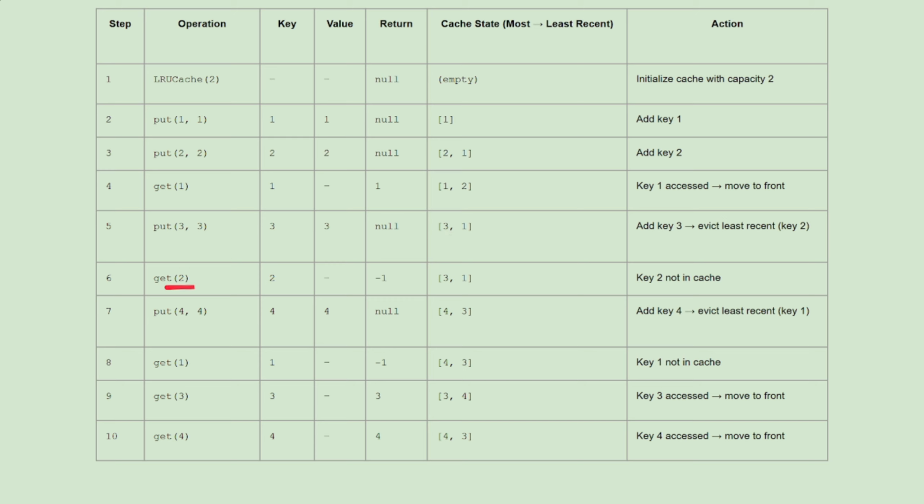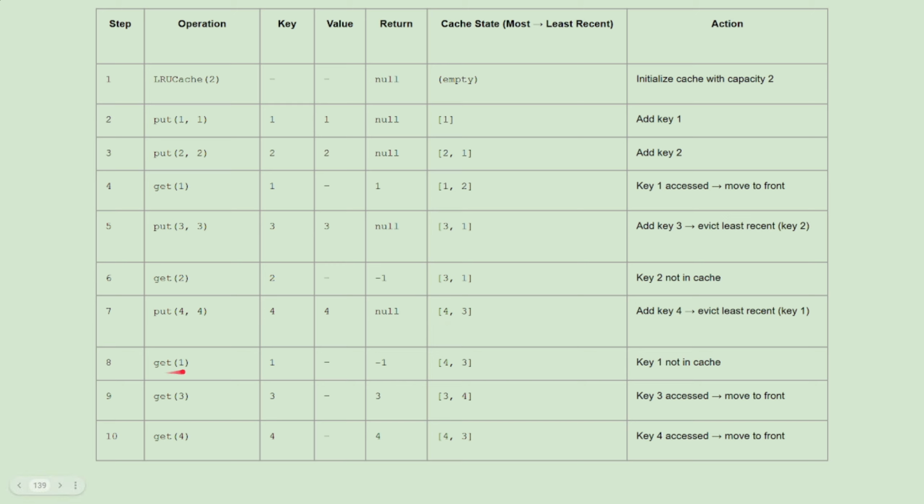And then we'll again do similarly. If we do the get operation, we'll see there is no 2 key in the cache, so we will return -1, and this is our state. If you put 4, what we need to do, the least recently used now is 1. So we'll remove the 1 and we'll add the 4. So always add the new key on the front.